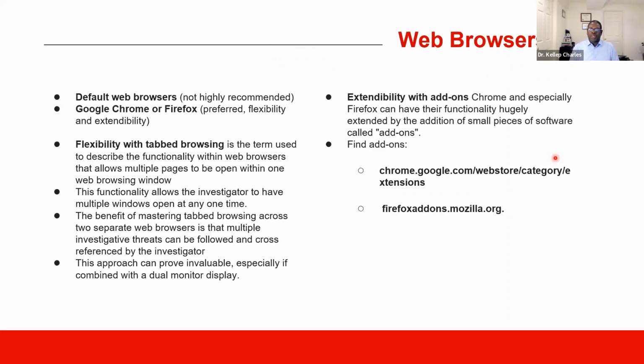The two things that I wanted to talk about as it relates to web browsers is the concept of flexibility with tab browsing. Being able to use tab browsing to have multiple sites up at the same time in one web browser makes the investigation very efficient, especially if you're using multiple monitors. So you're able to have a Google search as well as a Bing search, as well as tab browsing, to have all the information that you're looking for.